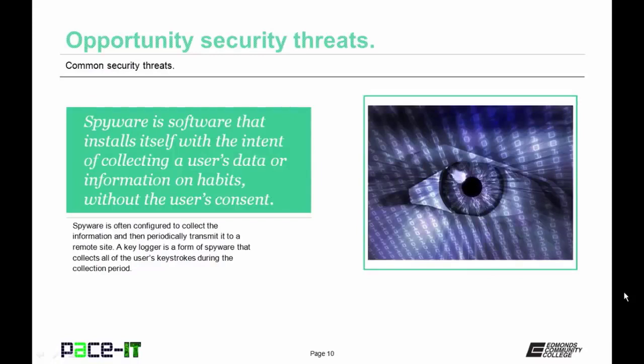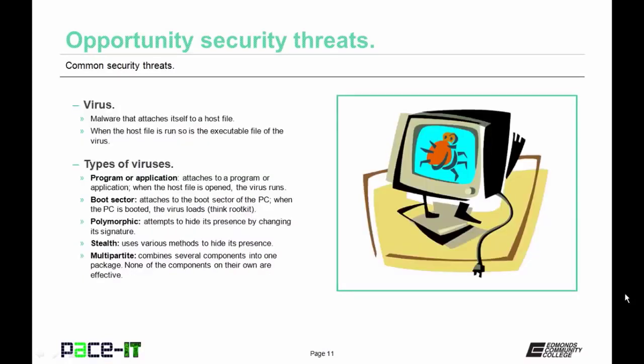Another type of malware is spyware. Spyware is software that installs itself with the intent of collecting user data or information on habits without the user's consent. It's often configured to collect this information and then send it to a remote site at a specified time, or it can just store it in a hidden file and wait for the attacker to come by and collect it.